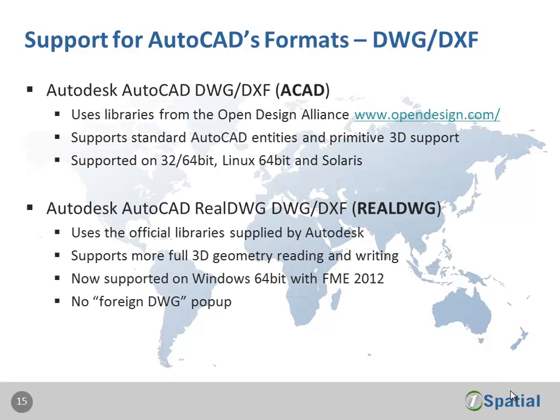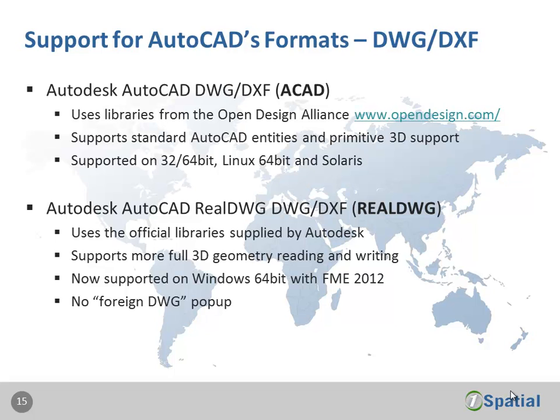There is, however, also a real DWG reader and writer, and I would encourage people to consider using this. The prefix is just real, so just search for DWG and you'll see it listed there as a real reader. The only reason I'm highlighting this is because this is the one that isn't necessarily the default when you do your search, but actually it's the one that uses the official Autodesk libraries. What that gives to you is a little bit more support for 3D geometry when you're reading and writing, and it's also now supported on Windows 64-bit with FME 2012, where it wasn't previously, so you've got much more capability there.